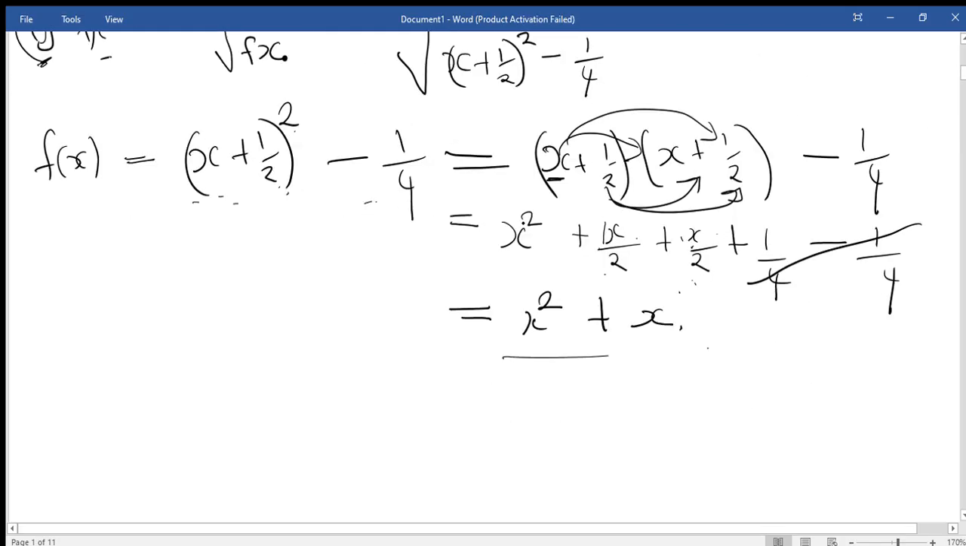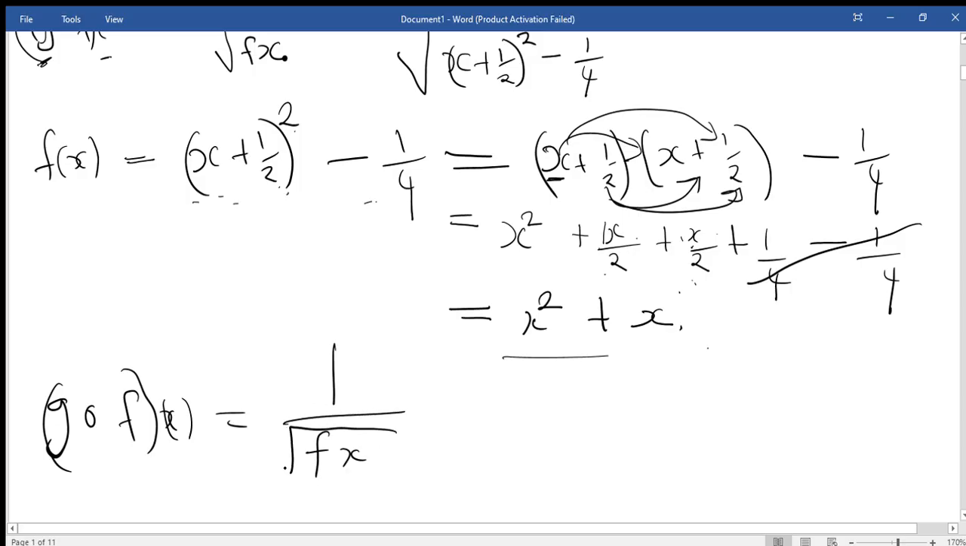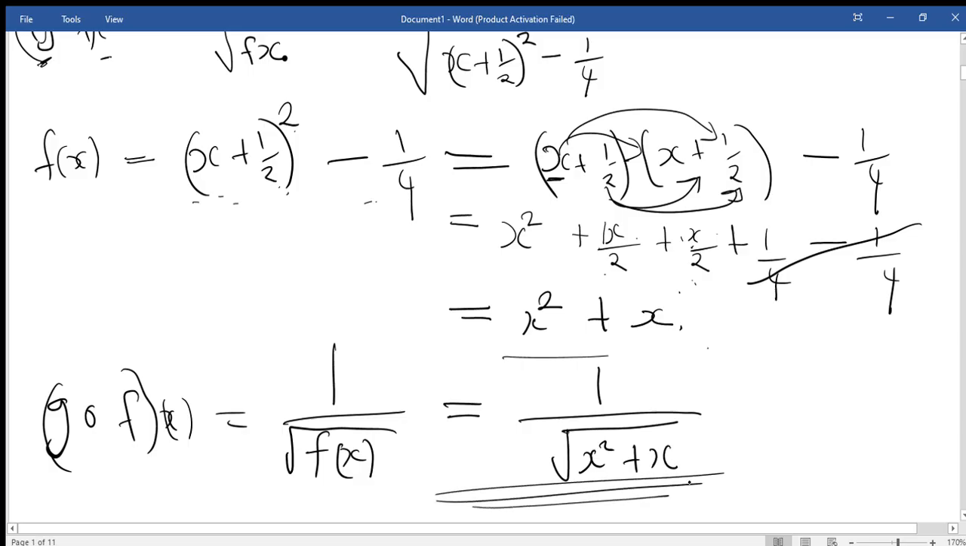So we say that g of f of x is a function where we are saying 1 over the root of f of x. Since g of x is 1 over x, this becomes 1 over the root of x squared plus x. This becomes a simplified version of the composite function g of f of x. As simple as that. So that's the first part.